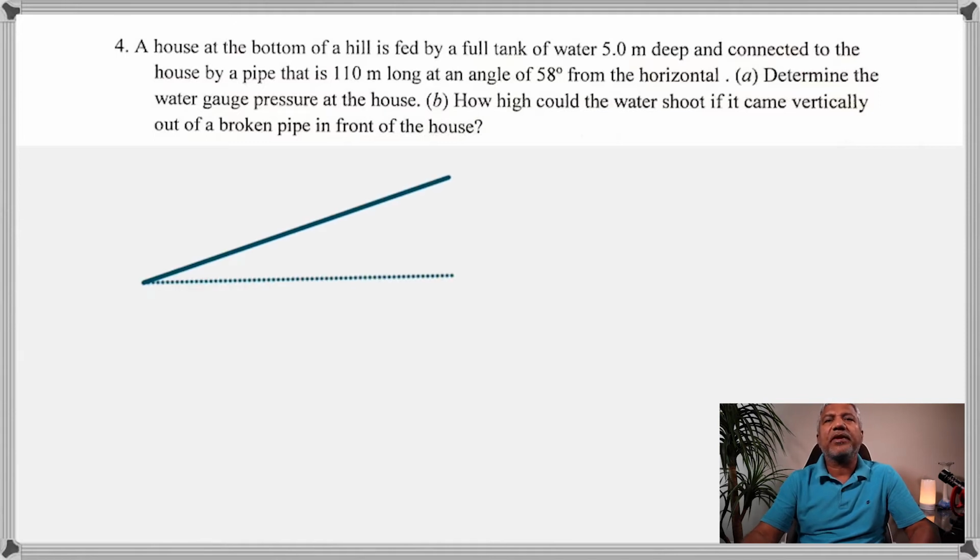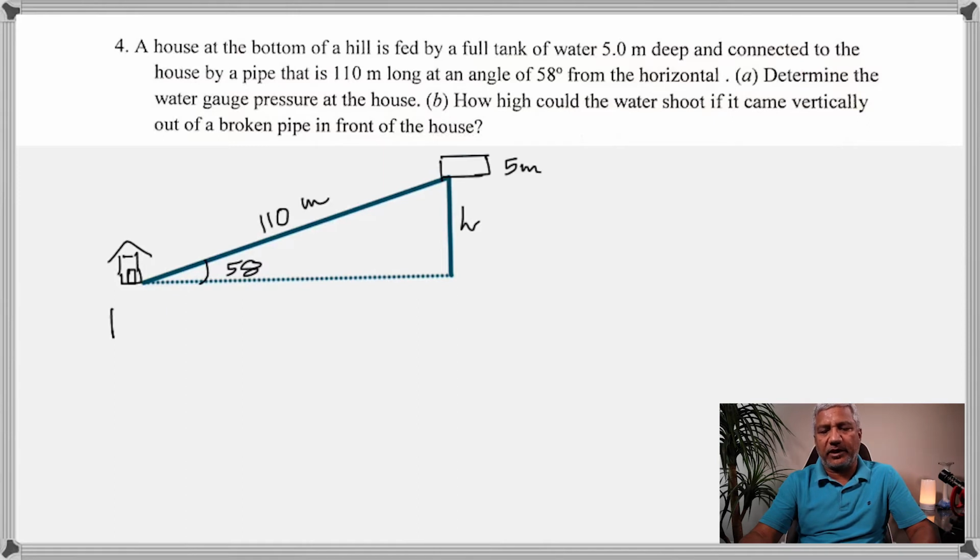That's the pipe, and you see the horizontal coming up there. H is the height, and the length is given as 110 meter. The angle is 58 degrees. So that is the house. Okay, so that's the water tank. It's 5 meter deep.